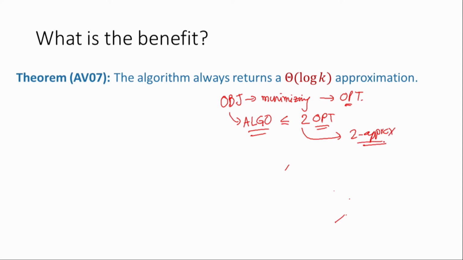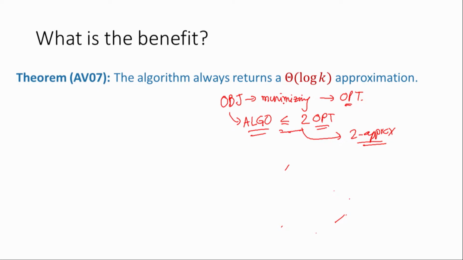What it means is that I cannot guarantee that I'm giving you the optimal solution, but I can give you one which is not much worse than optimal. And this is less than or equal to 2 times opt because we are doing minimization. If it was maximization, it would have been the other way around.